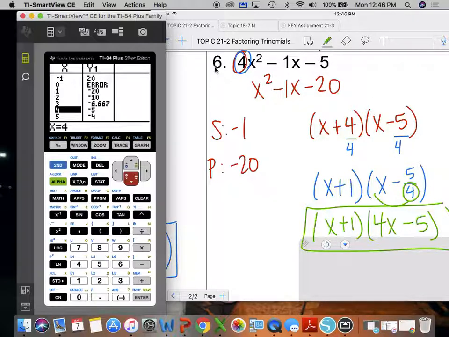The rest of class should be used to finish your assignment. The entire assignment should be slip and slide. Remember, if you don't have this number in front, you only have to do the part in red where you find the sum and product and find your factors. So be on the lookout for anything that is the shorter version, which is what we did yesterday.